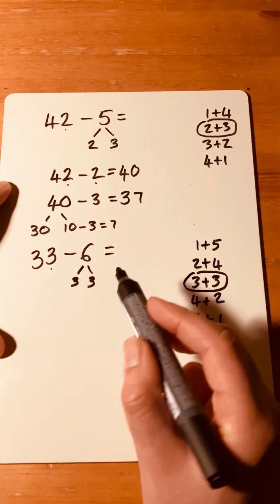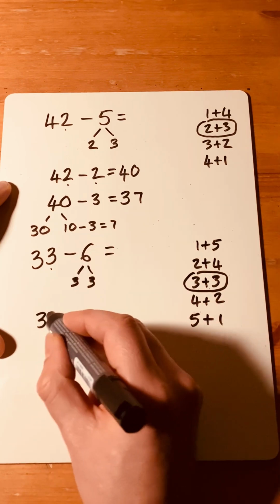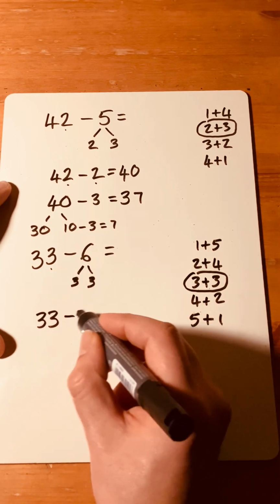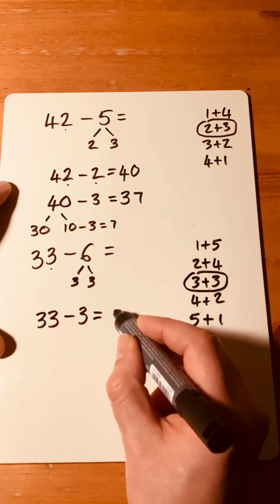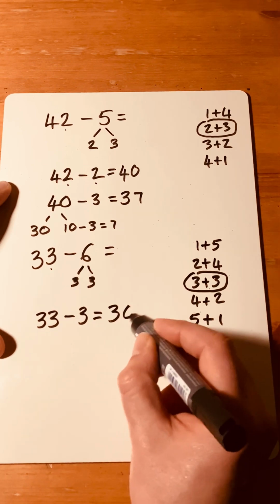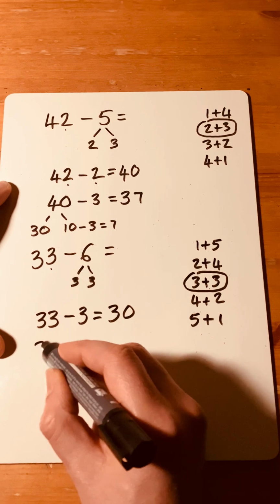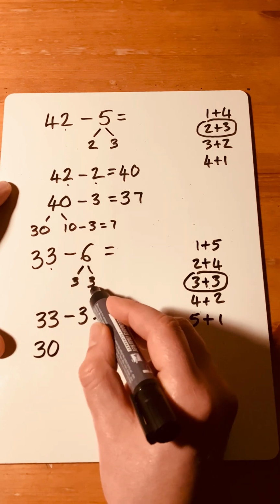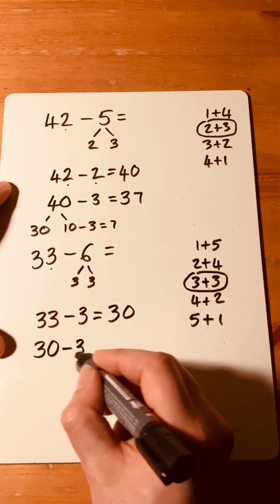So this is what I do. First I do 33, and I take away the first 3, and we know that will get us to 30. And then I do 30, and I take away the second 3.